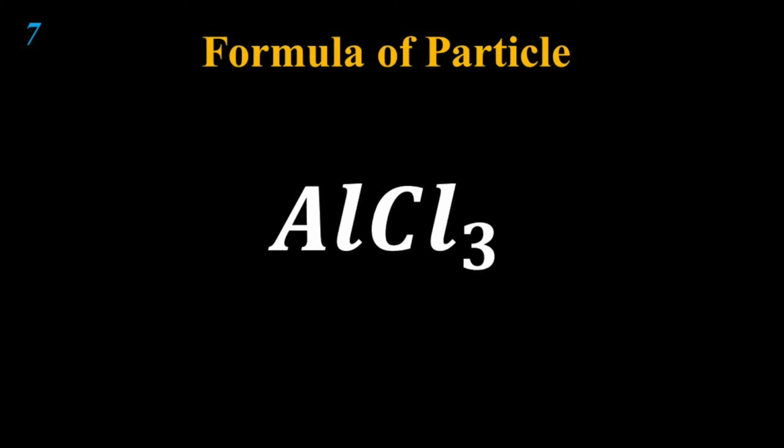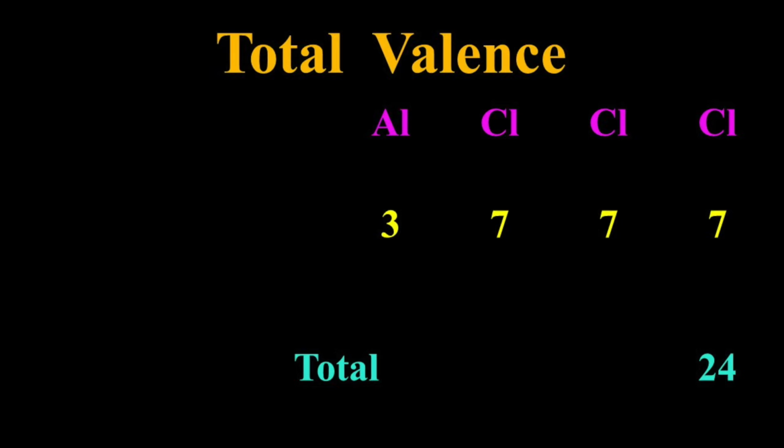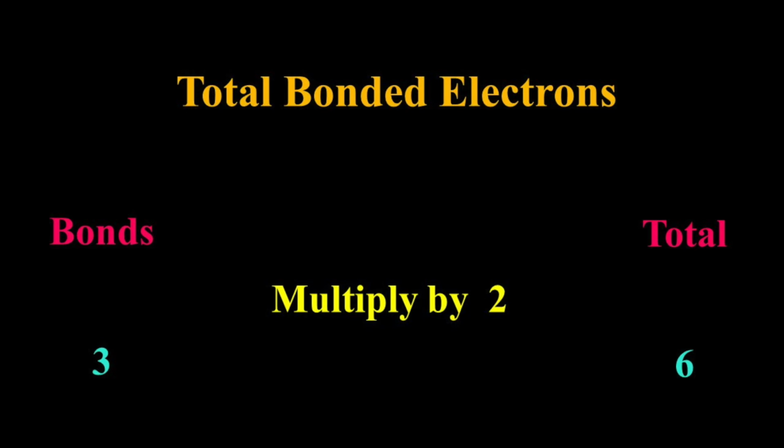All right, let's do aluminum trichloride and see what happens with that. So I have aluminum trichloride. That's going to be the shape I'm going to give it right now until I get some more information. It'll be trigonal planar. And I have a total valence of 24 electrons, 7, 7, 7 for the chlorine and 3 for the aluminum. And I have 3 bonds, times 2 is 6.